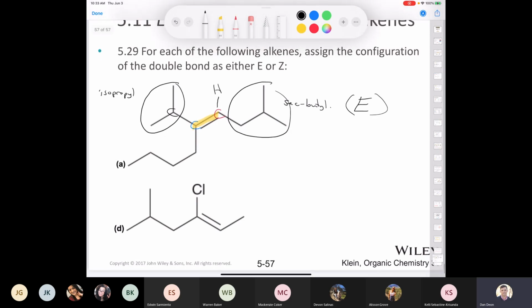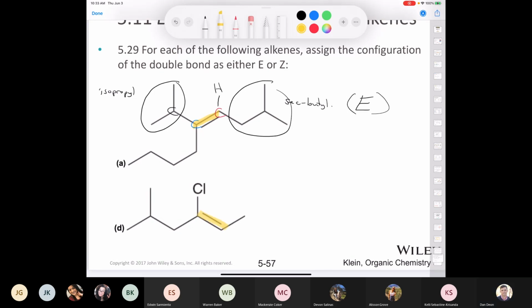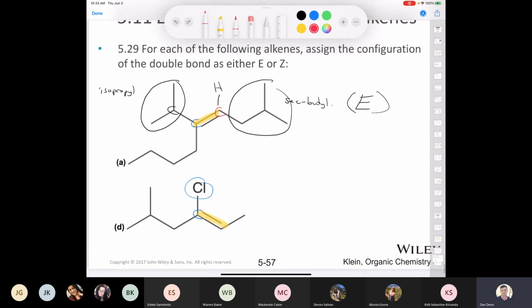All right, let's take a look at the last one. We've got our double bond here. If we look at the first carbon, I'm going to highlight it in blue. We've got a chlorine and a carbon. Chlorine has a higher atomic number than carbon, so chlorine is going to be the higher priority. Then I'm going to highlight the second carbon in red. It's got a hydrogen attached to it, and it's got a methyl group. The methyl group takes higher priority because carbon has a higher atomic number than hydrogen. You can see that the two higher priority groups are on the same side, and so this is going to have the Z designation.